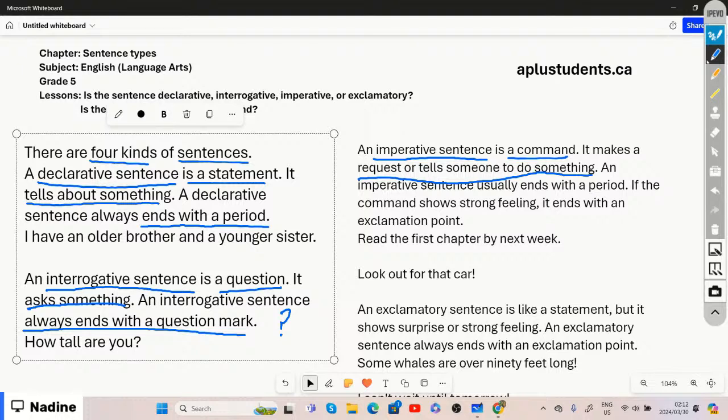Then we have an interrogative sentence. Think of interrogative sentence as in, let's say, when you call the police, right? And then they take you to the police station. And if they need to ask you a lot of questions, they take you to the interrogative room, right? So what do they do there in the interrogative room? They ask you questions. So think of that as the interrogative sentence. It's like asking a lot of questions, right? They ask you something and that ends with a question mark.